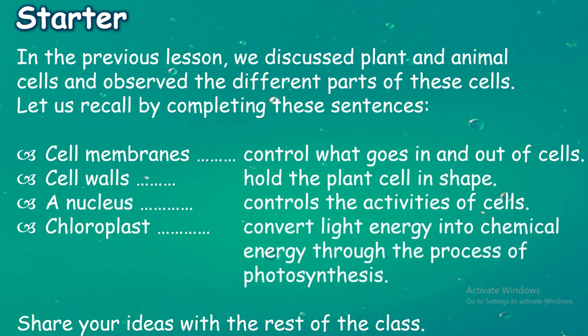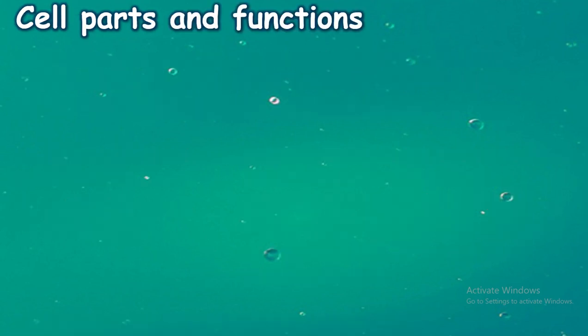A chloroplast converts light energy into chemical energy through the process of photosynthesis. Cell parts and functions.